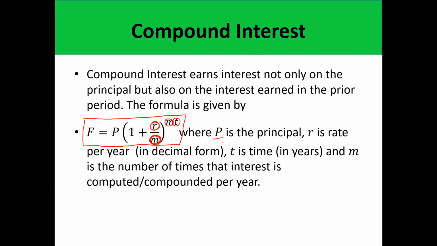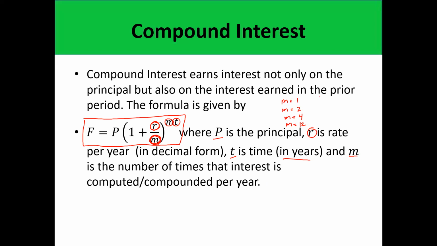Now the P is still the principal, and the time T is the term of investment, which is in years. And again, R is the annual rate, while M is the frequency of conversion. This frequency of conversion could be M equals 1, M equals 2, M equals 4, M equals 12. These will be the usual values of M that we will use for our discussion.